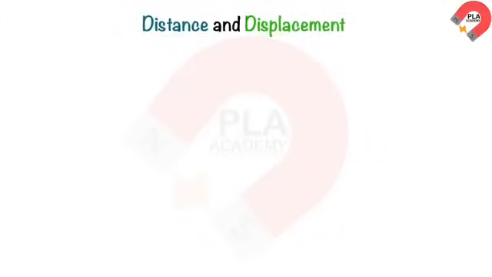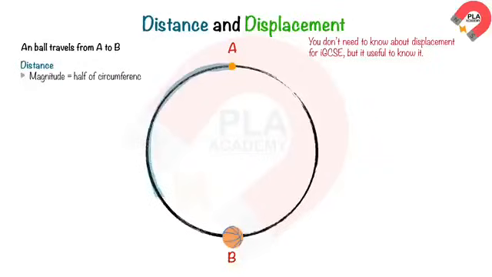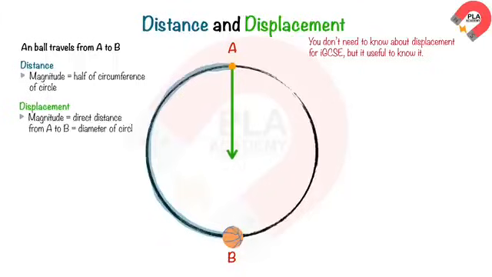Distance and displacement. You don't need to know about displacement for IGCSE, but it's useful to know it. When a ball travels along a circular track from point A to point B, the distance traveled from A to B is half of the circumference of the circle. The displacement is the diameter of the circle, and its direction points from A to B, or downward, or south.